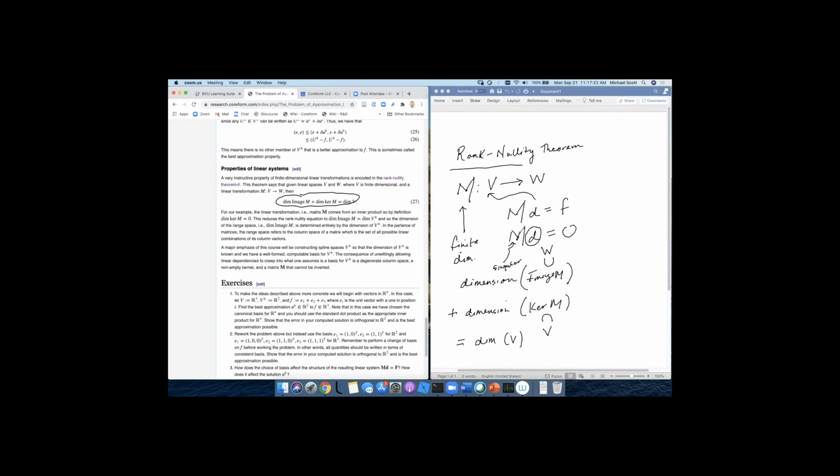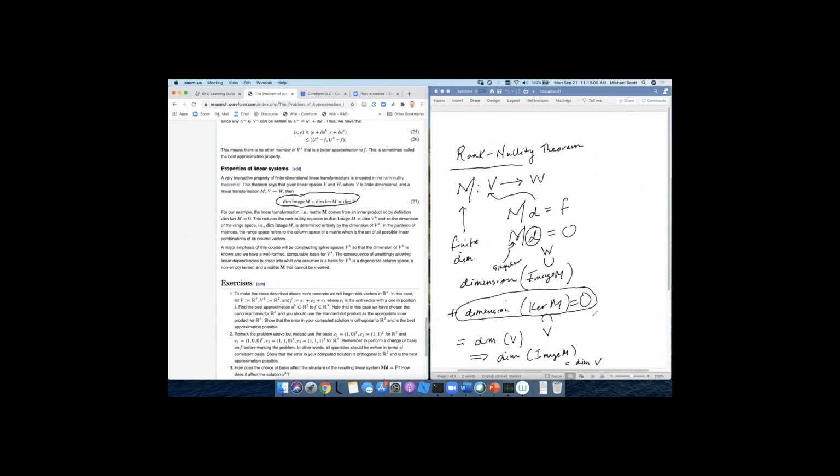Let's assume, though, that M is well posed, meaning it's not singular. So this guy here, let's say that its dimension is 0. Okay, because that's the usual case, that we're dealing with well-posed operators. We have appropriate boundary conditions. So let's assume that that guy is 0. So then that simplifies this to the dimension of the image of M is equal to the dimension of V.